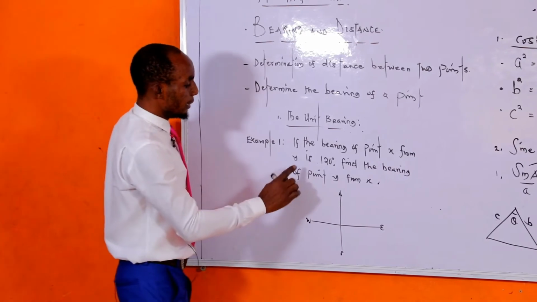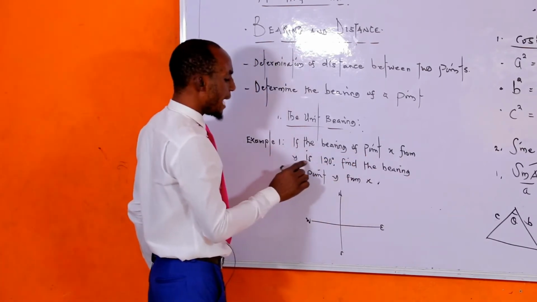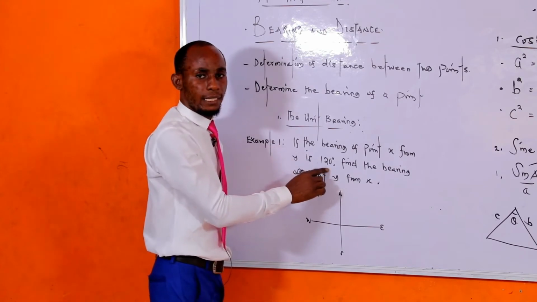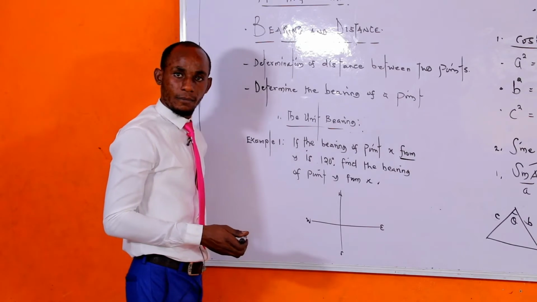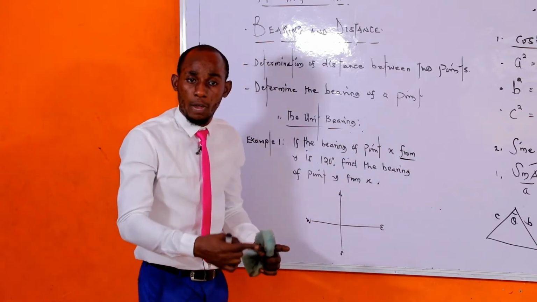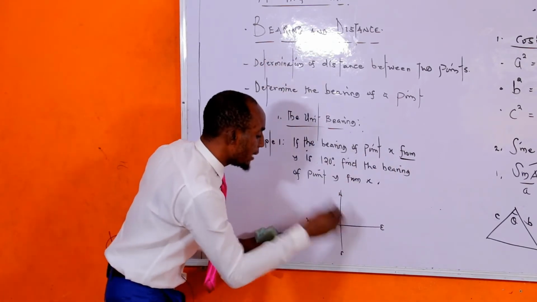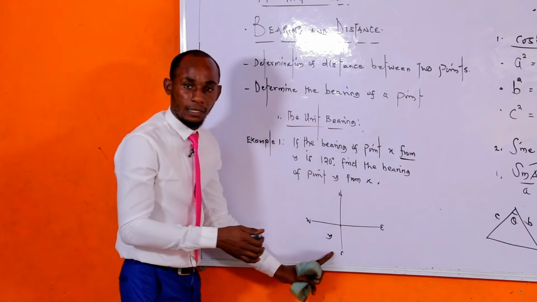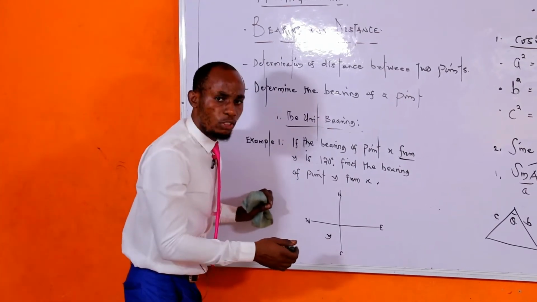Now, they said, if the bearing of point X from Y is 120 degrees, please, the key thing here is this. That means your journey should be started from Y. From Y. That means this place, this point, let's call it point Y. This is where we start the journey from, right? Okay. How do we go?